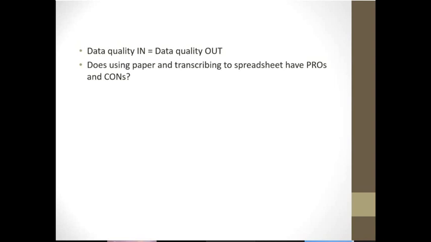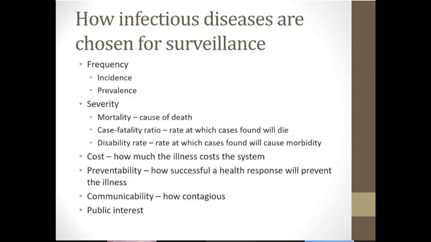And lastly, what we're going to discuss today is how infectious diseases are chosen for surveillance. First of all, they look at the frequency. This is what Manitoba Health did when they were choosing the diseases that you needed to do surveillance for the Public Health Act. They look at incidence and prevalence of these diseases. And I actually was quite privileged to be part of the working group that chose the list that they are currently using.